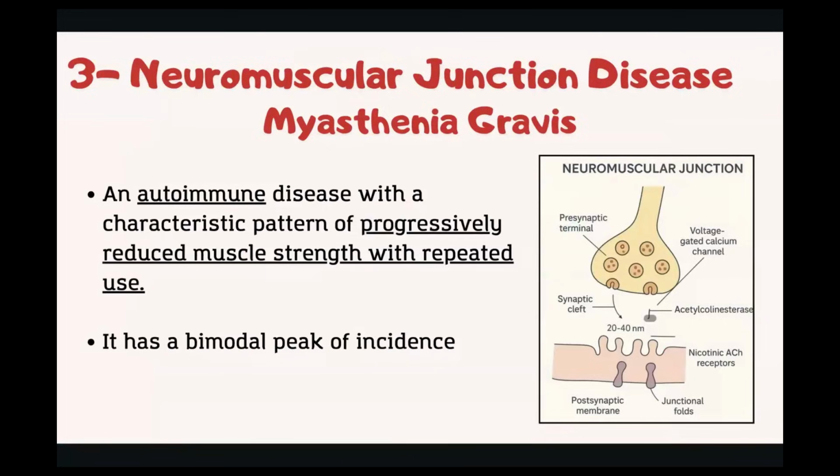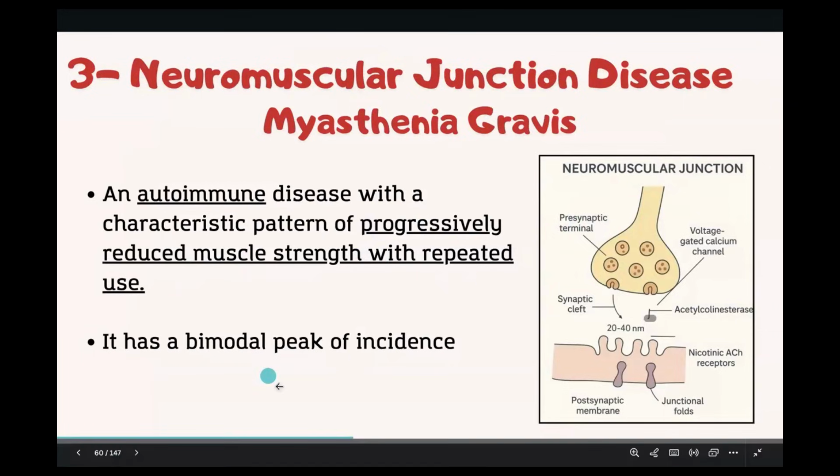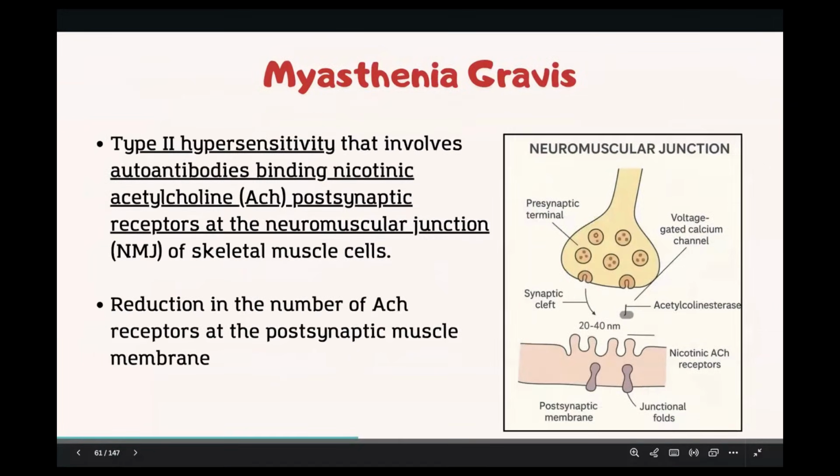Okay, third, we have the neuromuscular junction disease, or myasthenia gravis. Back to myasthenia gravis. Again, myasthenia gravis is an autoimmune disease with a characteristic pattern of progressively reduced muscle strength with repeated use. So the reduced strength again happens with repeated use. It has a bimodal peak of incidence.